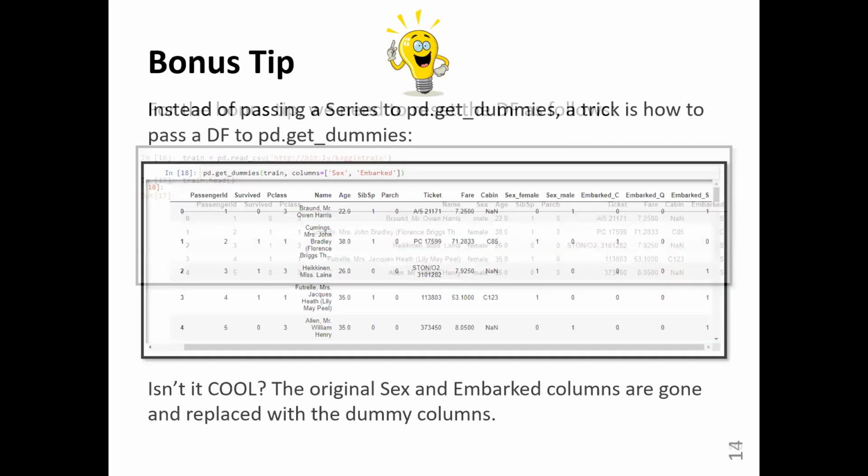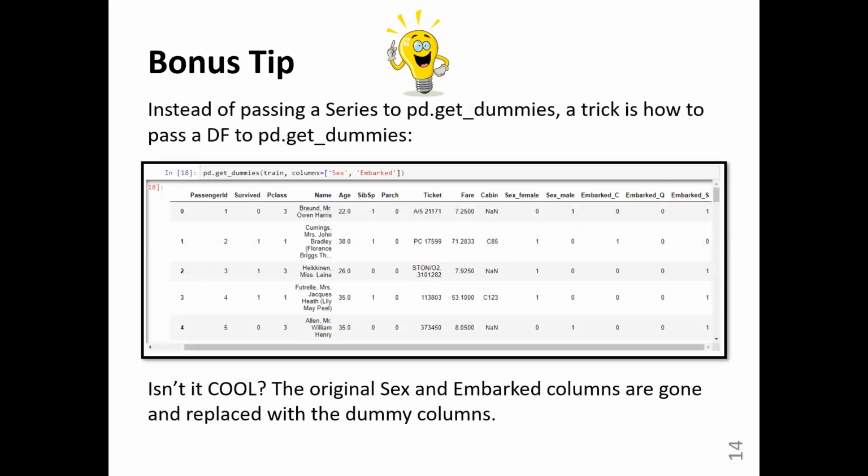Okay, now, isn't it beautiful? You just say get dummies, and from where? From the train data frame. And you say which columns I want to convert to dummy variables. I say sex and embarked. And guess what? It's going to change that into sex underscore female and sex underscore male, embarked C, embarked Q, and embarked S. Fantastic, just in one.